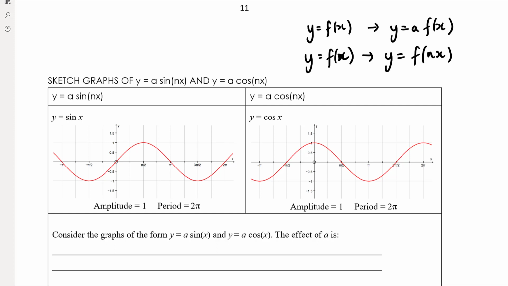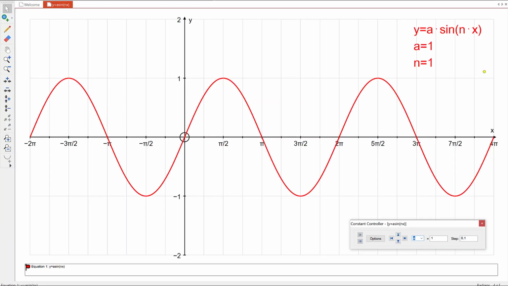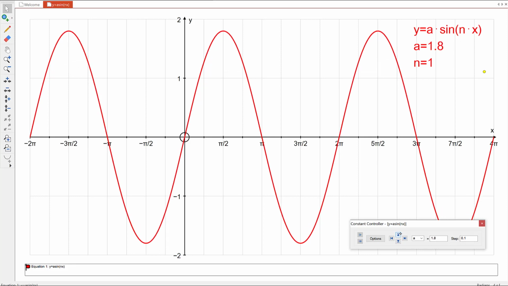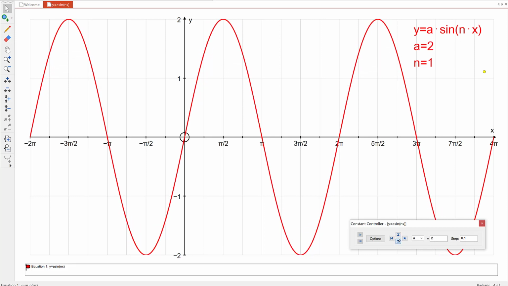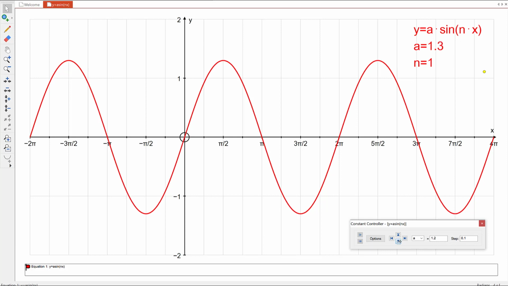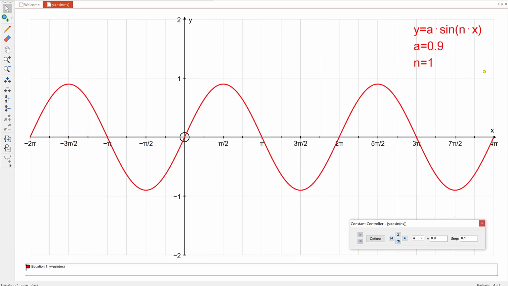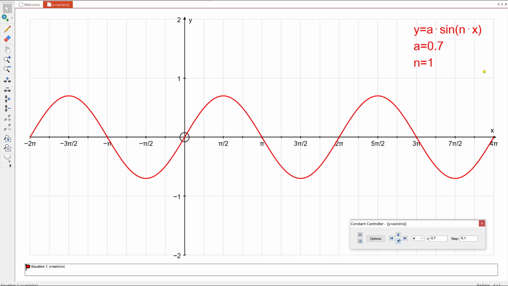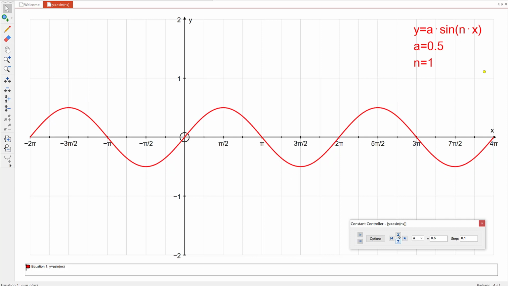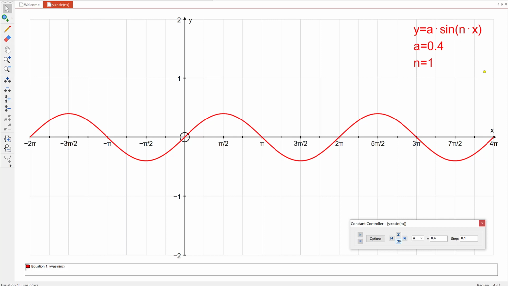Let's just have a quick play around with that. I'm just going to change across to a graphing program. Here we should be able to see this is the graph of y equals a times sine of nx, where both a and n are 1. So this is just the graph of y equals sine of x. Let's focus on a first. We talked about a being dilation from the x-axis, so we should expect, as we make a bigger, the graph dilates away from the x-axis, and it is therefore the amplitude of the graph that's changing. If a becomes something less than 1, that's fine, it's still a dilation from the x-axis, it's just squashing the graph, so the amplitude is getting smaller.